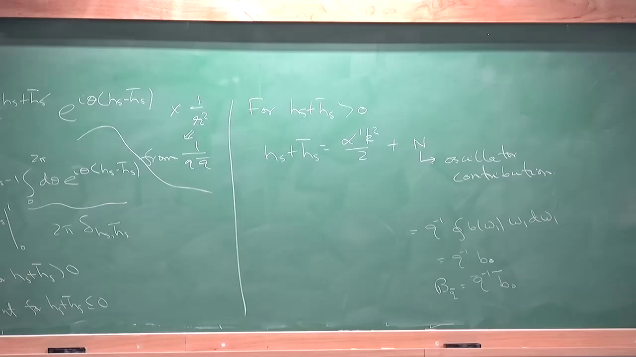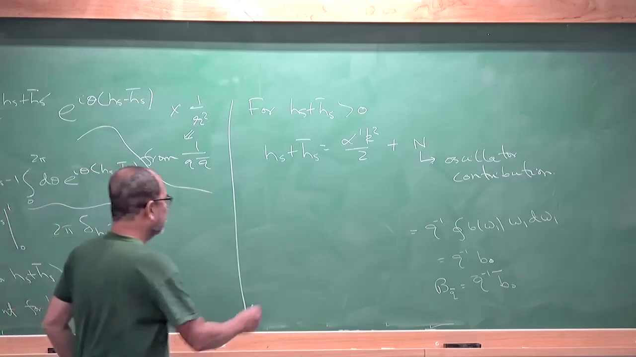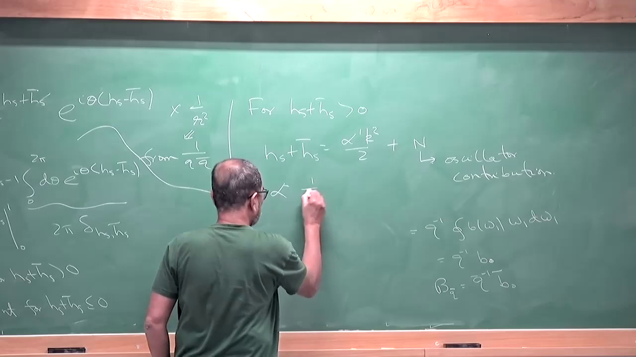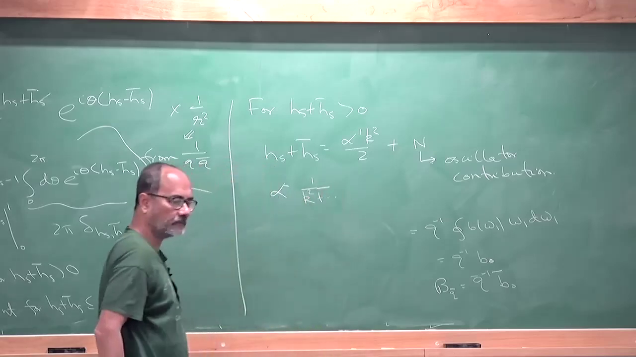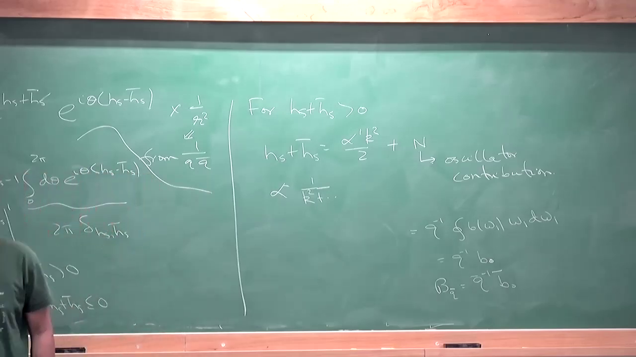Is that clear? This is 1 over k squared plus something. So this tells us that we are indeed on the right track. This is the propagator. If you think in terms of Feynman diagrams, this is really counting 1 over k squared plus something, and that something you interpret as m squared.